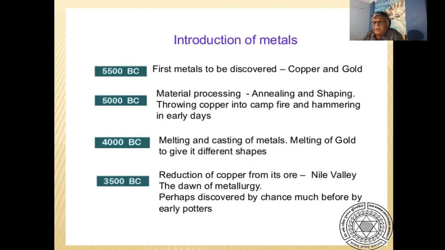In 4,000 BC, melting and casting of metal became possible. People started to melt the material and prepare the liquid, and with the help of this liquid, whatever shape and size they were interested in was possible. The melting of gold to give different shapes came in 4,000 BC. In 3,500 BC, reduction of copper from its ore in the Nile Valley marked the dawn of metallurgy, perhaps discovered by chance much earlier by the early potter.